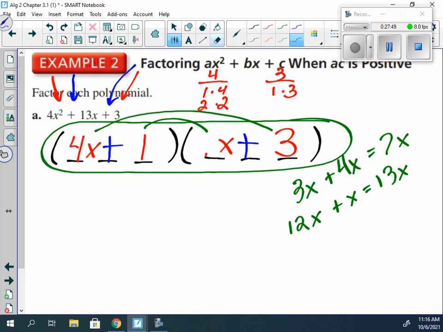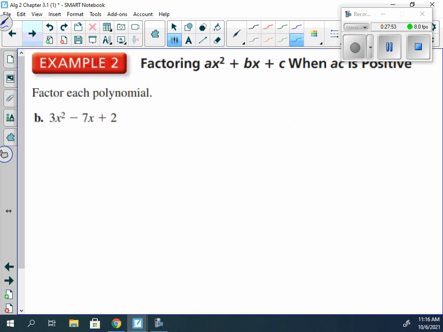Any questions on this here before we look at the next one? Let's look at this one here. So here we have 3x squared minus 7x plus 2. Is there a greatest common factor? Well, no. So we can move on to step 2, which is 2 sets of parentheses with 3 spaces.